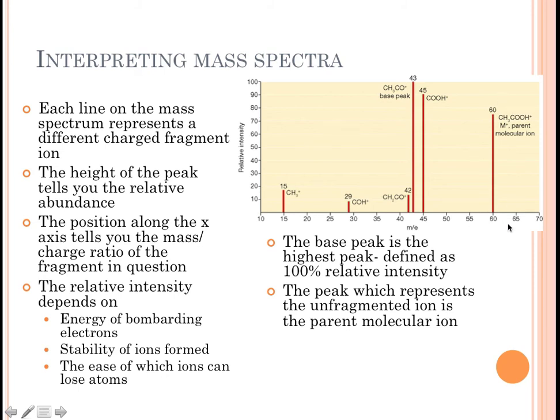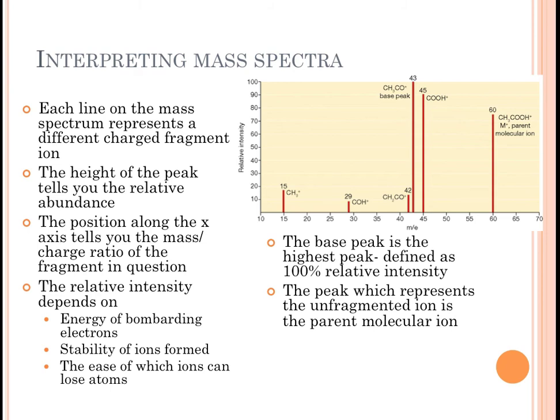Our peak, which is furthest to the right, is our parent molecular ion. That's the whole molecule, not fragmented. That's the molar mass. The other important peak to know is called the base peak. This here is our base peak. It's our most stable fragment, and that's why it occurs most often.